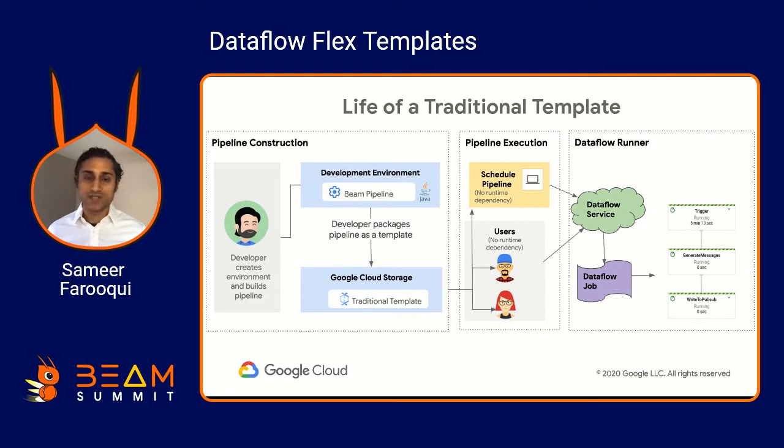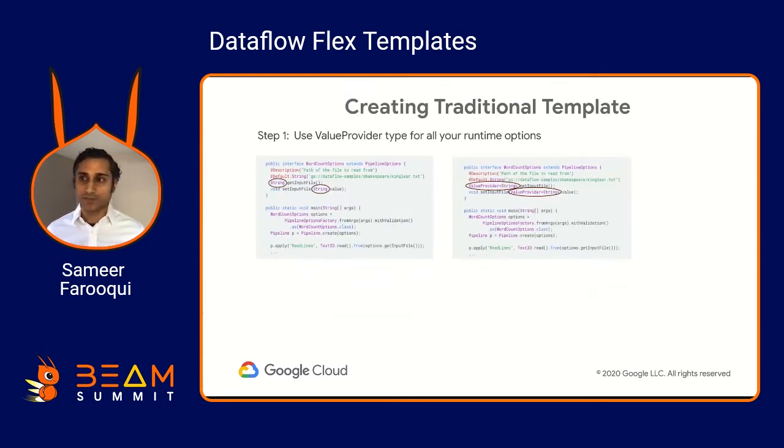And once the GCS bucket permissions have been adjusted to share with users, they can invoke the pipeline by passing in any required parameters directly. Just notice that whether this is a scheduled pipeline or a manually run pipeline, there's no need for a runtime environment. So how do you create a template?